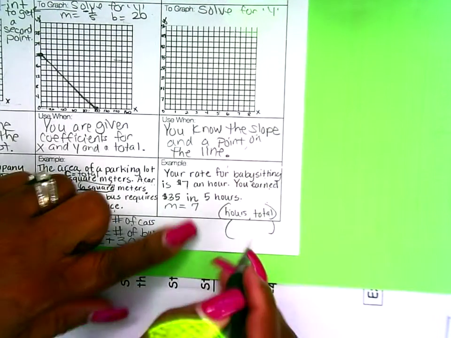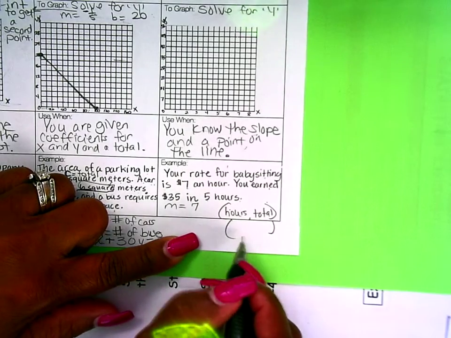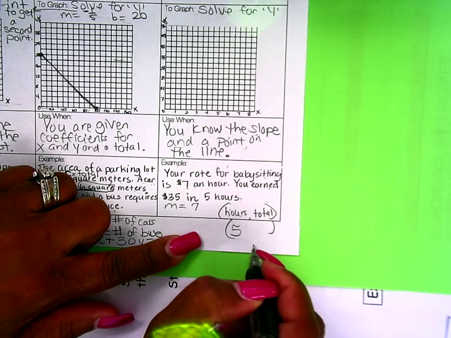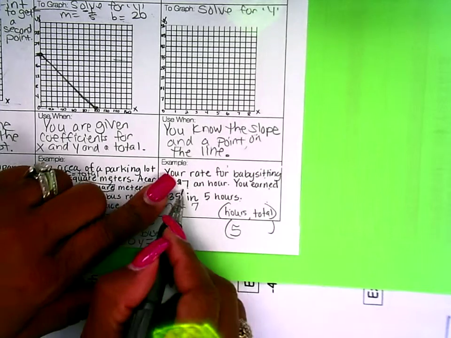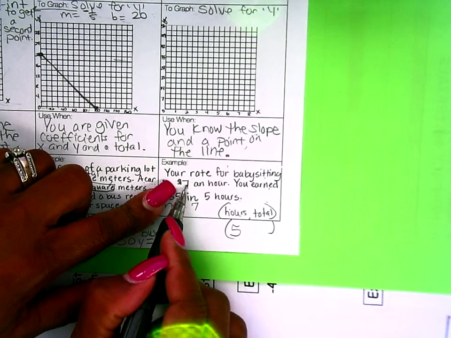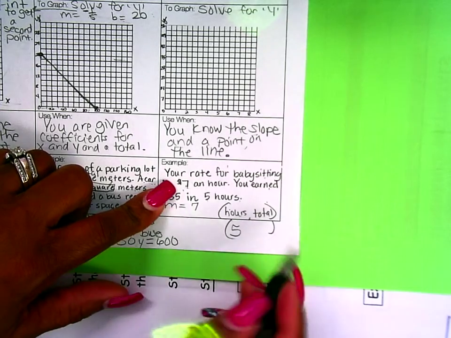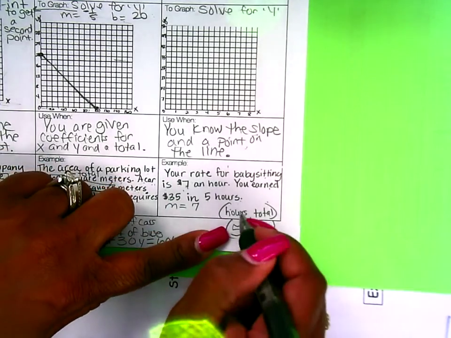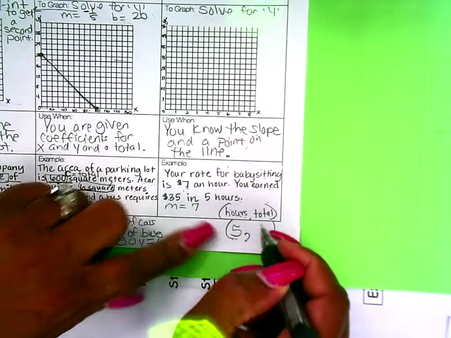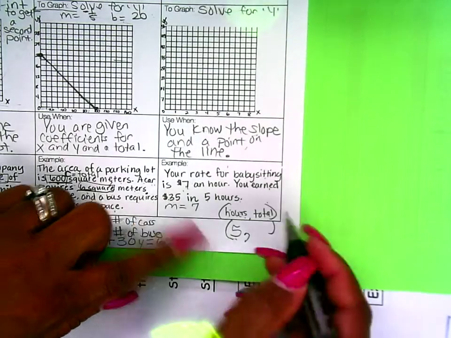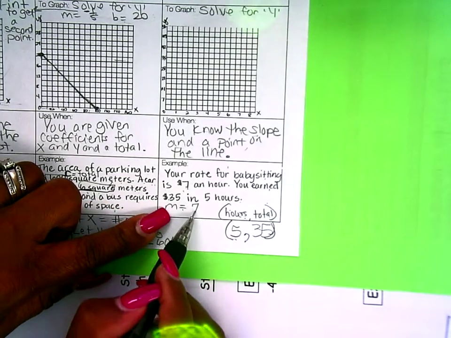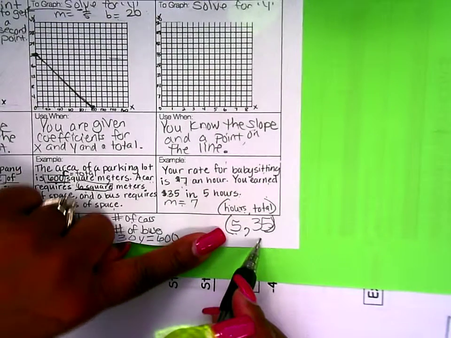So the point they gave us, how many hours? 5 hours. How much money do we get paid per hour? $7 an hour, that's our rate, per hour. So we got 5 hours here, and for 5 hours, how much money did they say we get paid? $35. So here we got our slope, the rate that they're paying us, plus we have a point.